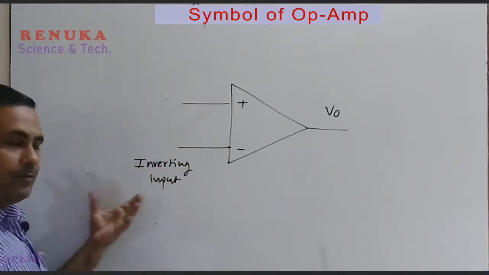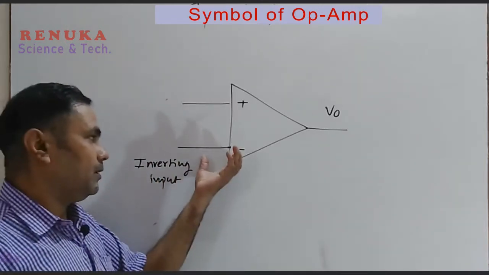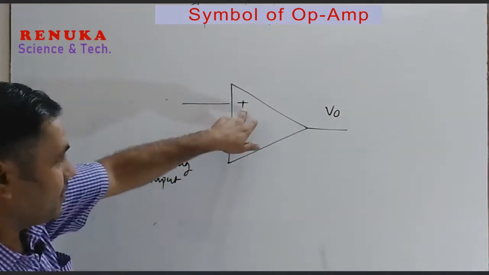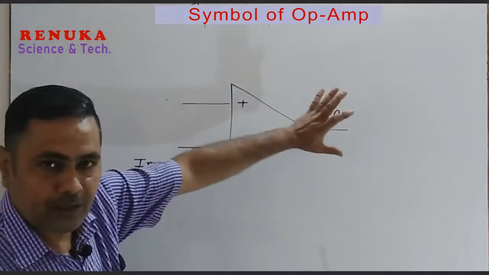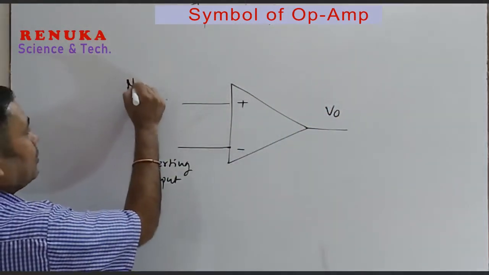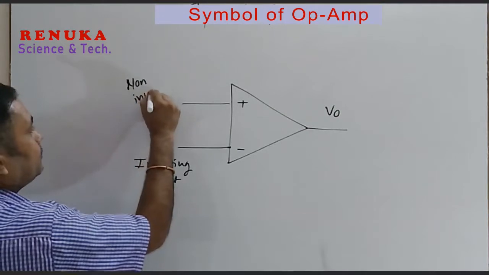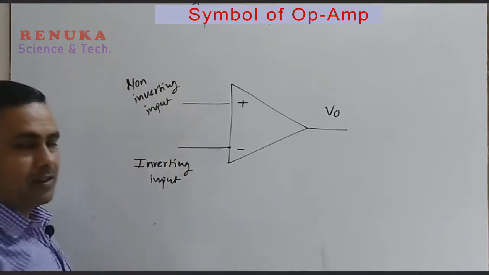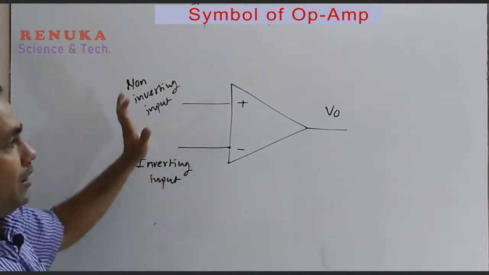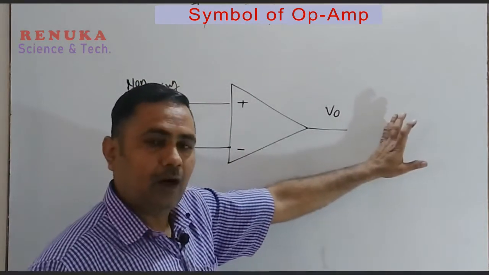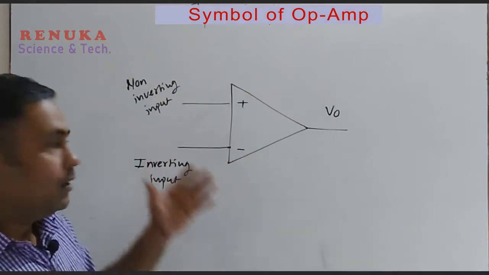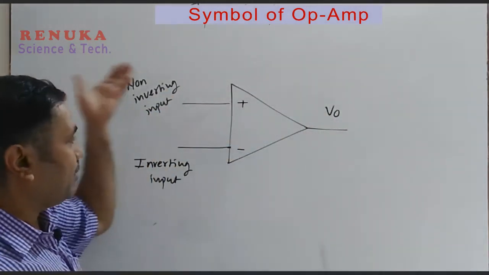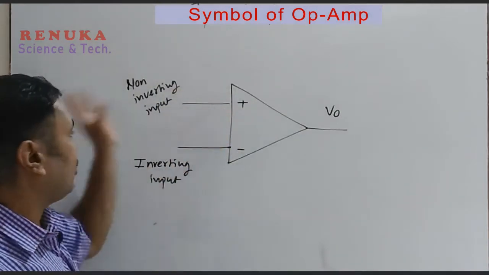That means if any voltage is connected at the inverting terminal, it gets inverted at the output. In the same way, the plus sign means no inverting operation, so that is why this terminal is called the non-inverting terminal. That means if the voltage is connected here, it will not get inverted at the output. The phase of the voltage will remain the same at the output if the input is connected at this terminal. So this is the non-inverting terminal.